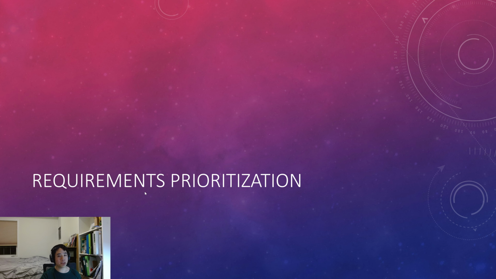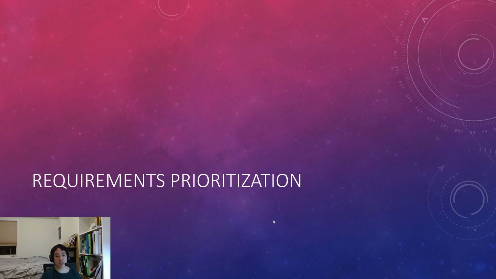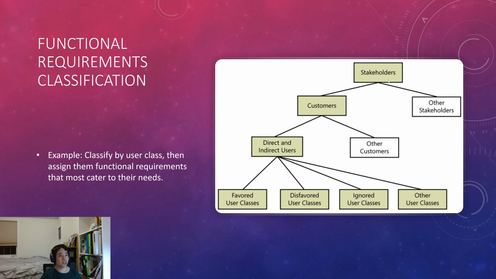So, requirements prioritization. We're now at the very last topic before the midterm. There are different ways you can classify and then prioritize your requirements. We can classify your functional requirements by user class. Maybe different stakeholders or different customers want something, and you can then subdivide some of these classes into more subclasses and so on.